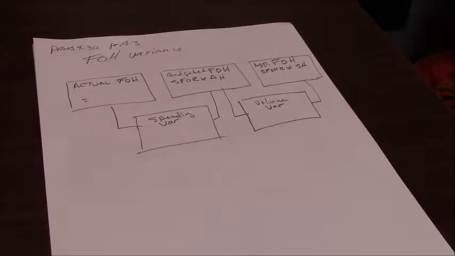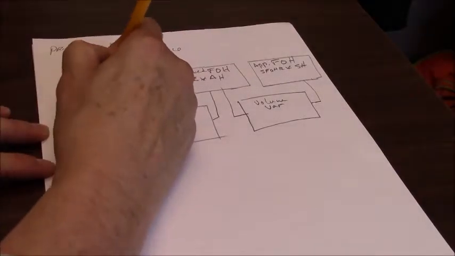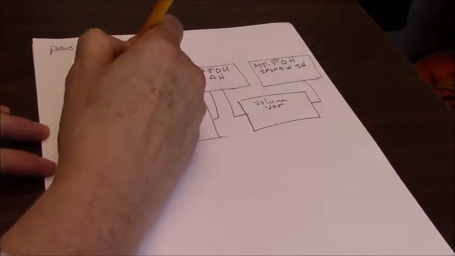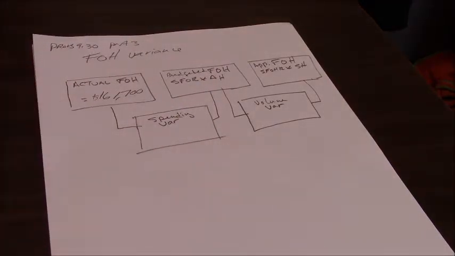So when we start with our fixed overhead variance, it's after the period, so we can look at it and say, how much did we really spend on fixed overhead? And according to the problem, they tell us we spent $161,700. All right, so that's our actual fixed overhead, not based on any rates, not applied. So now we're going to look at our budgeted overhead.